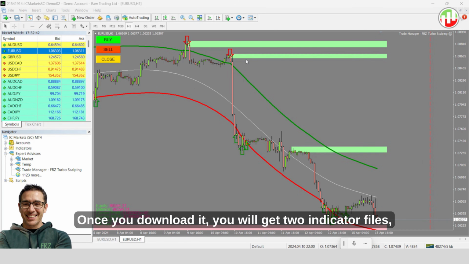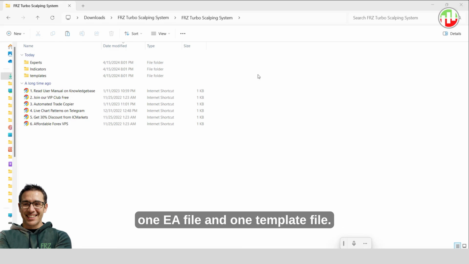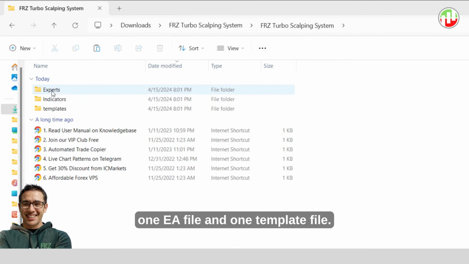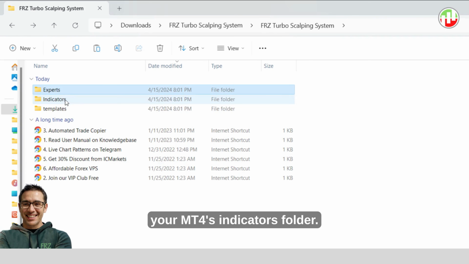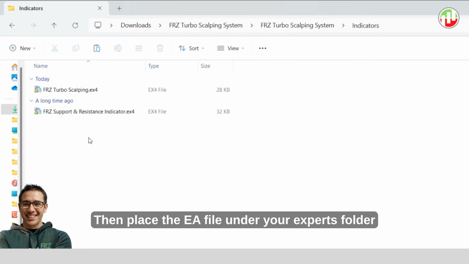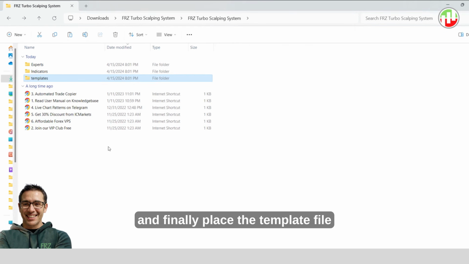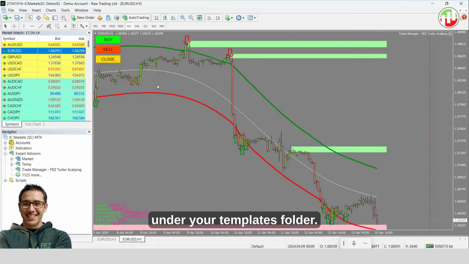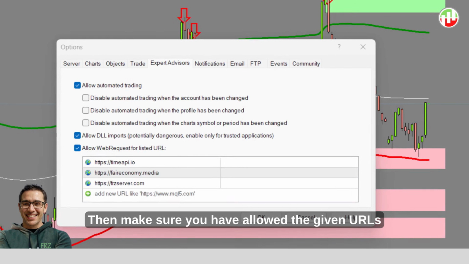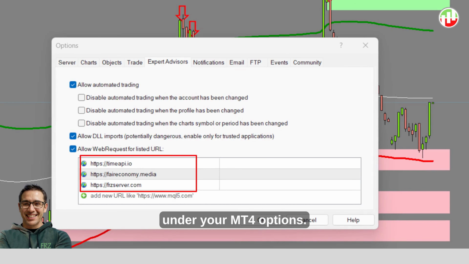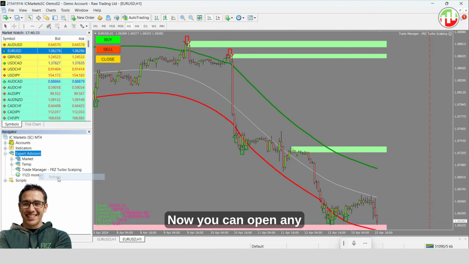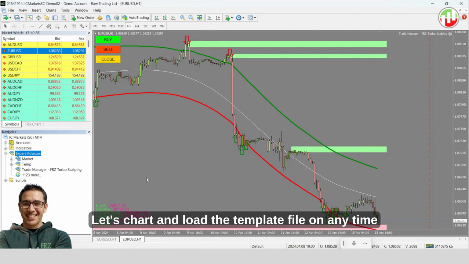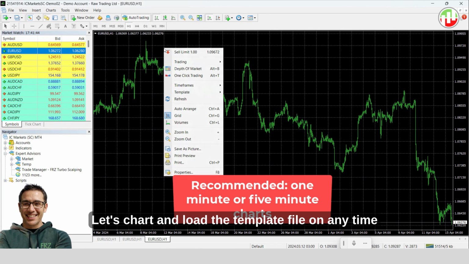Once you download it, you will get two indicator files, one EA file and one template file. Simply place the two indicator files directly under your MT4's indicators folder. Then place the EA file under your experts folder, and finally place the template file under your templates folder. Then make sure you have allowed the given URLs under your MT4 options. Then refresh or restart the platform. Now you can open any chart and load the template file on any time frame.